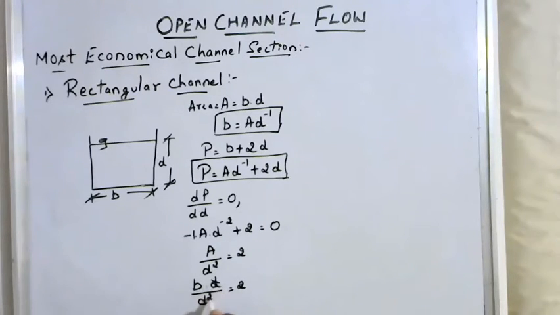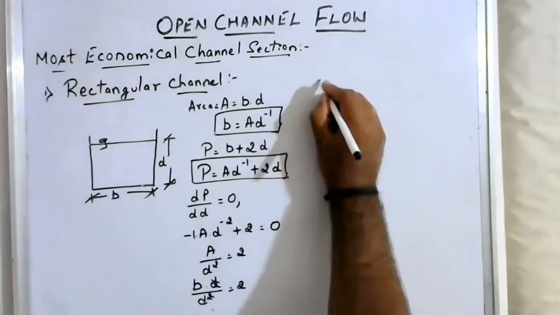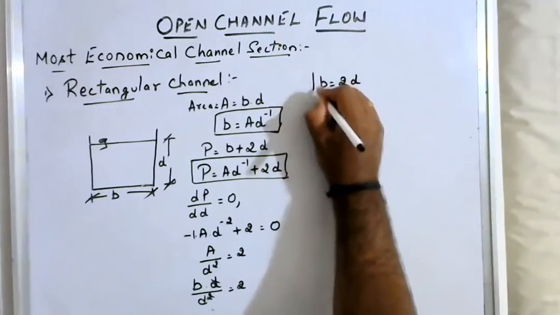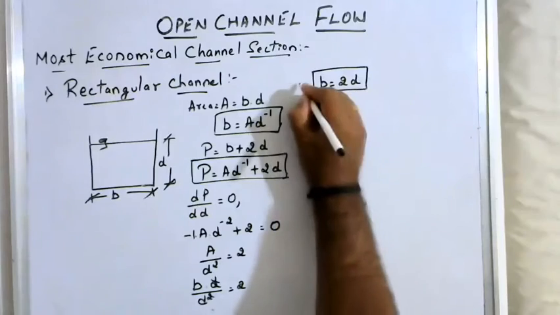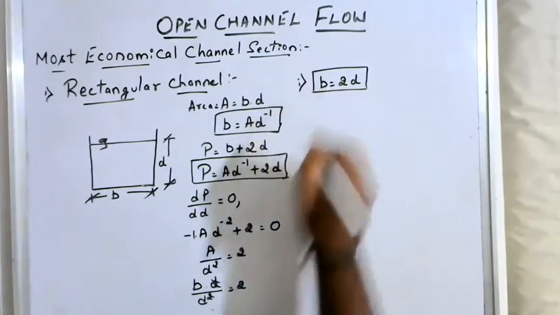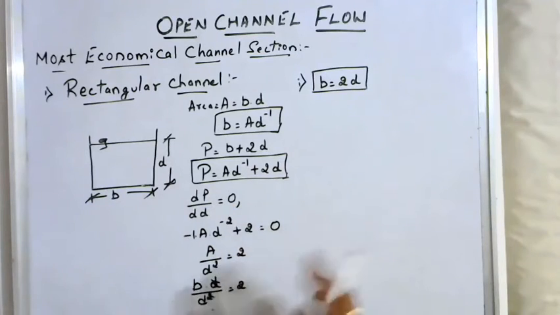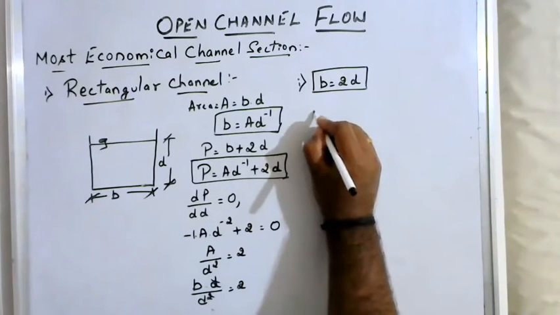If d cancels with the square, this b works out to be 2d. This is the first condition, that is, the width of the channel section should be equal to 2 times the depth. Okay, next I'll consider the hydraulic mean depth.